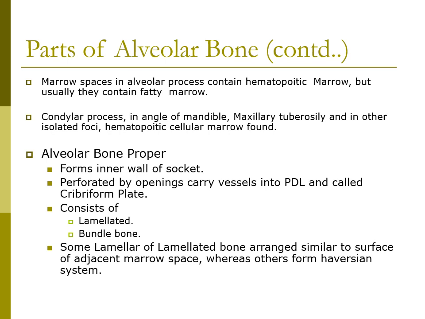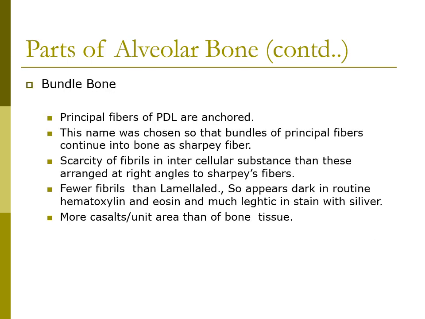Alveolar bone proper forms the inner wall of the socket, perforated by openings that carry vessels into the periodontal ligament, and is called the cribriform plate. It consists of lamellated and bundle bone. Some lamellae of lamellated bone are arranged similar to the surface of the adjacent marrow space, whereas others form the Haversian system. Bundle bone: principal fibers of the PDL are anchored. This name was chosen so that the bundles of principal fibers continue into bone as Sharpey's fibers.